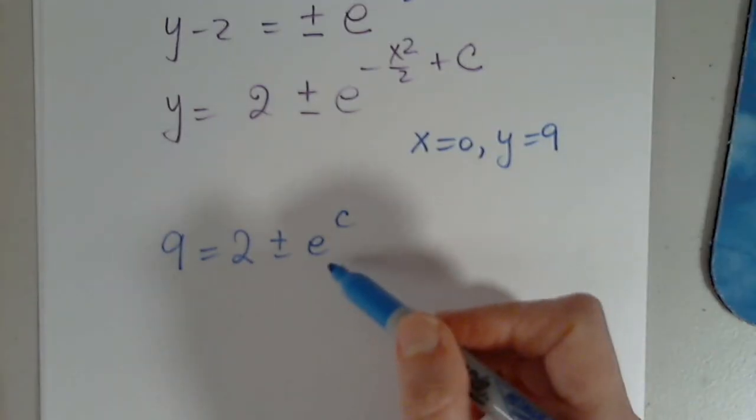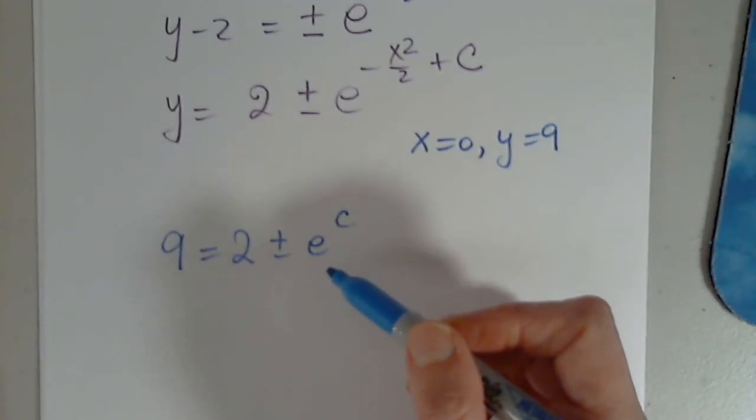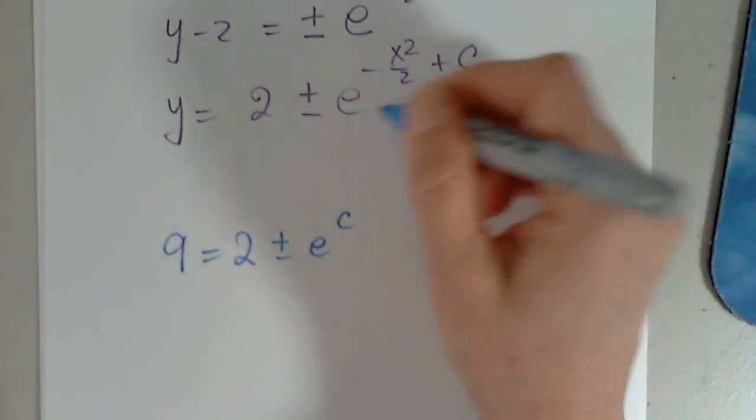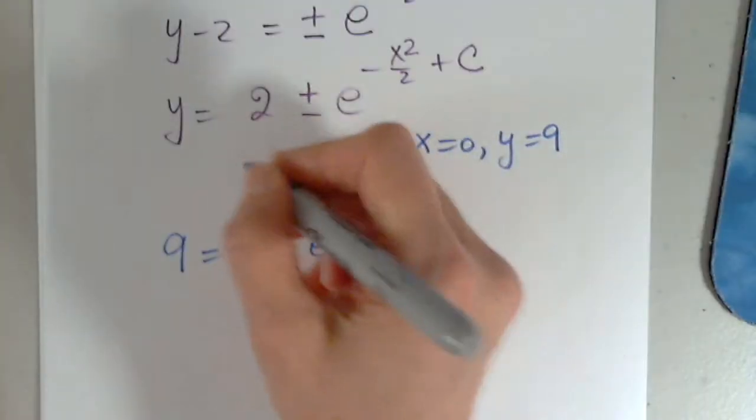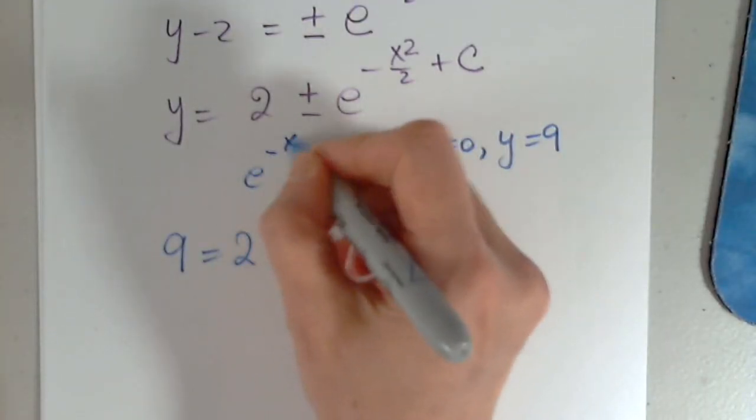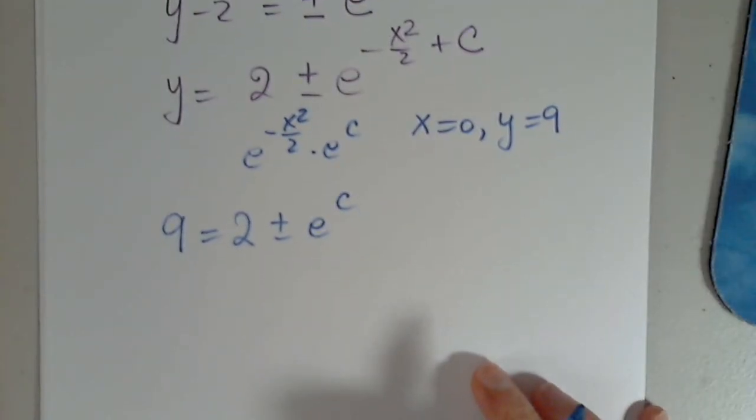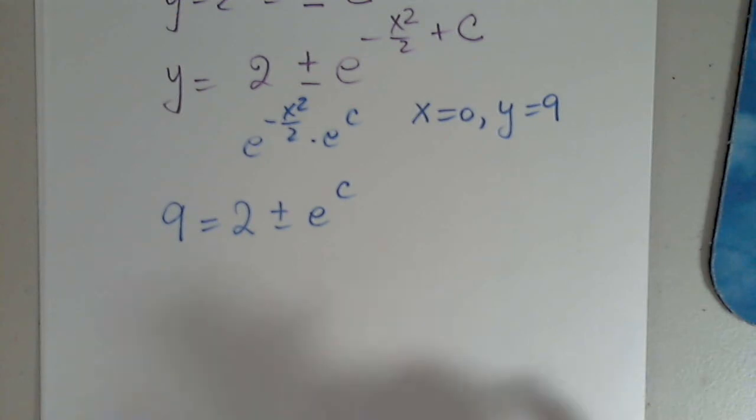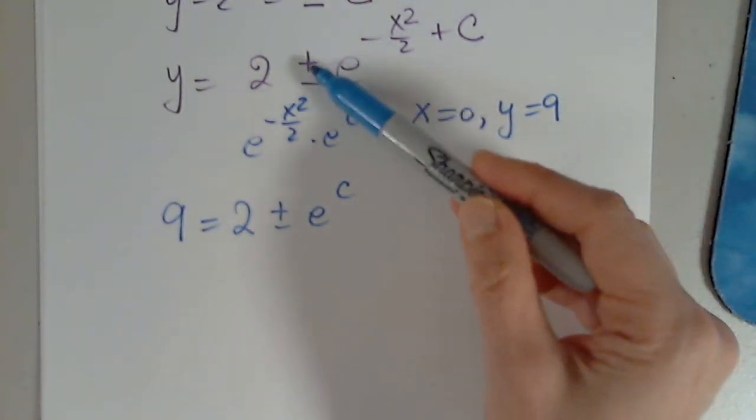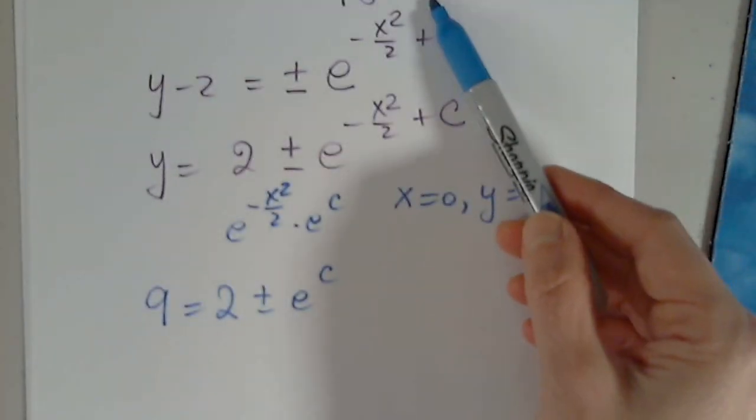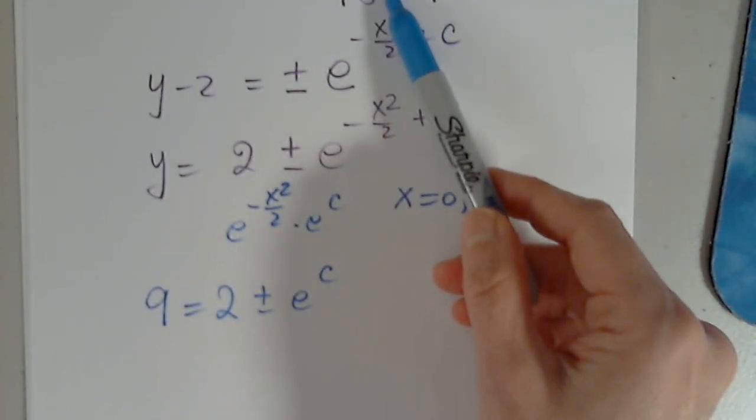Which we can definitely call c, because it's e to c, if that's what you want to do. We could have separated this from the beginning and written it as e to negative x squared over 2 times e to c. Same thing. So again, the plus or minus comes from the absolute value.